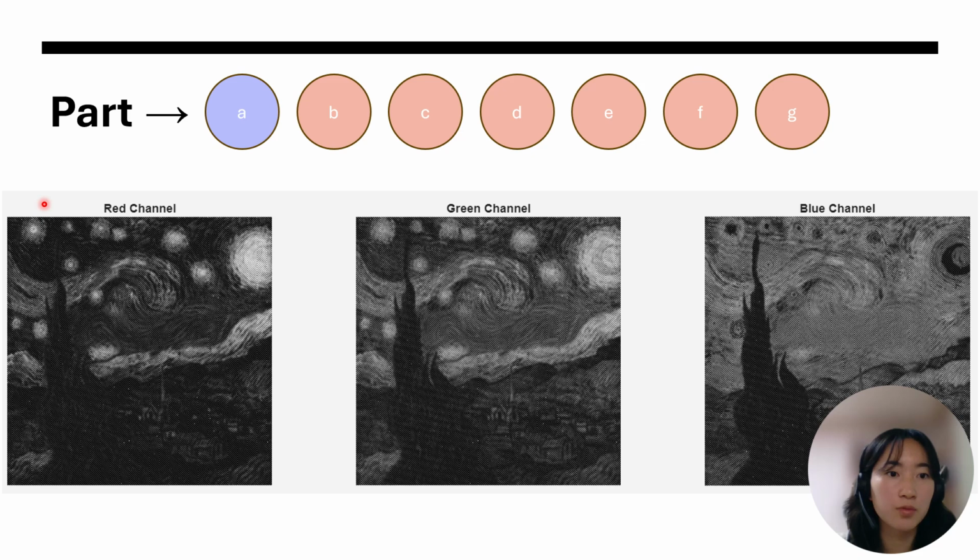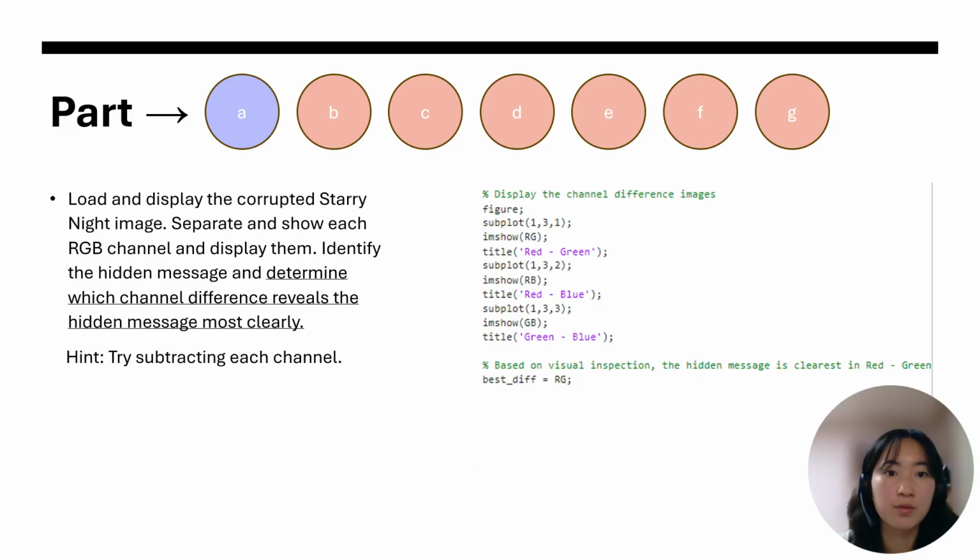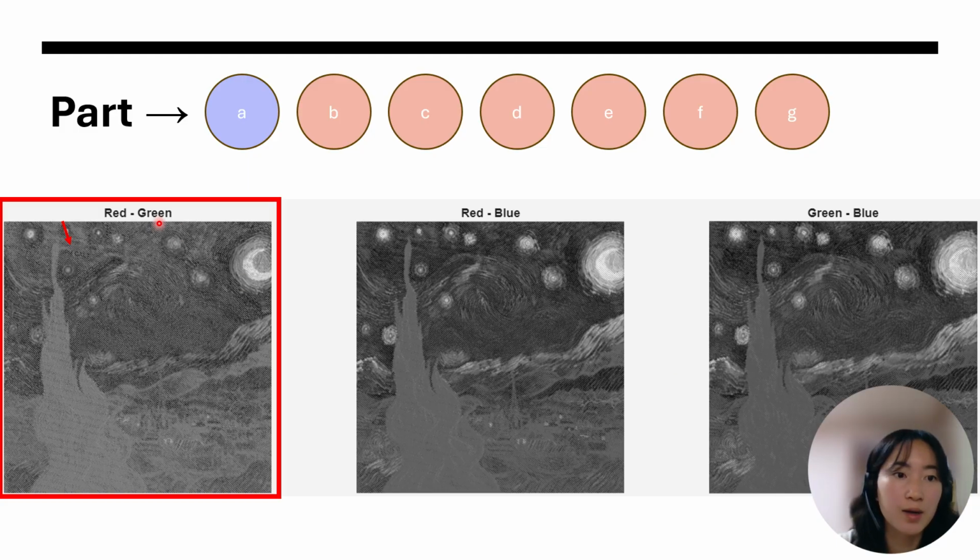And here are the results of the outputs. This is the red channel, the green channel, and the blue channel. The red channel is definitely a lot darker than the blue channel here. In the next part, we display the channel differences, and we determine which one it is just by visual inspection, and we end up determining that it is the red minus green. If you look closely, we can see there's a sort of message in the corner here, but in red minus blue and green minus blue, it's difficult to see because of the black background.